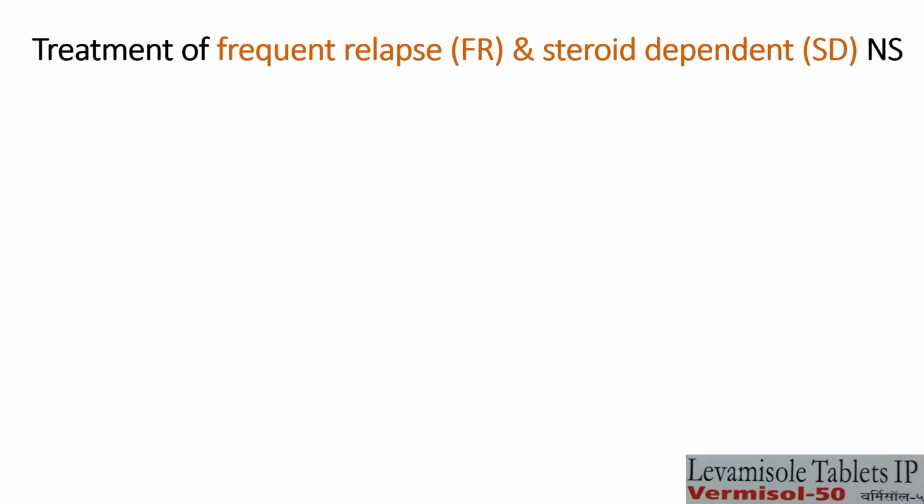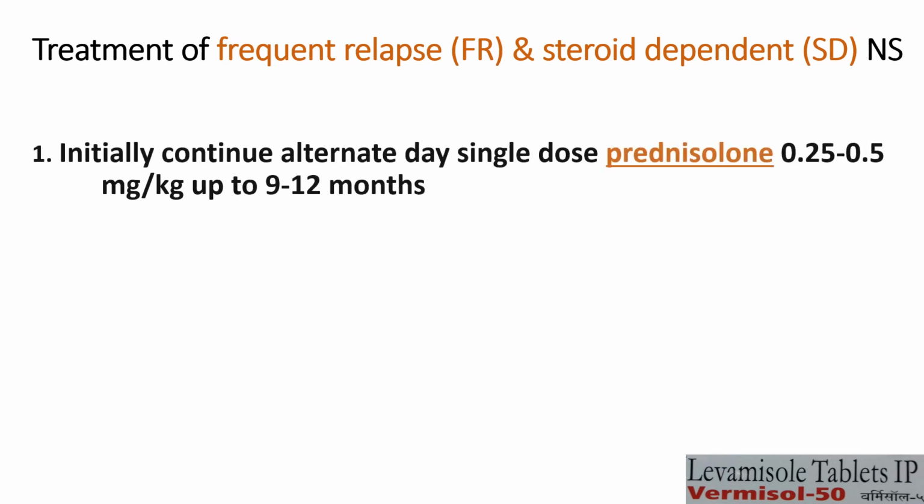Now the treatment of frequent relapse and steroid dependent nephrotic syndrome. In 30 to 40% of patients of nephrotic syndrome, frequent relapses are present, and in hardly 20% of cases, steroid dependency is seen. So I will tell you the steps of treatment in this slide. First step is we have to start alternate day single dose prednisolone at 1.5 mg per kilogram.